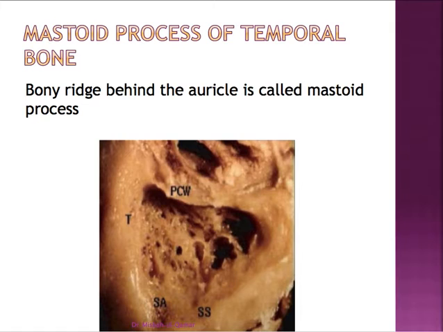So I told you that the major part of the ear is embedded in the bone, in the temporal bone. And then I mentioned that the mastoid process also is to some extent involved in the hearing process. Now this mastoid process is a bony ridge behind the auricle, right? And I find it interesting that this is the hardest bone in the body.